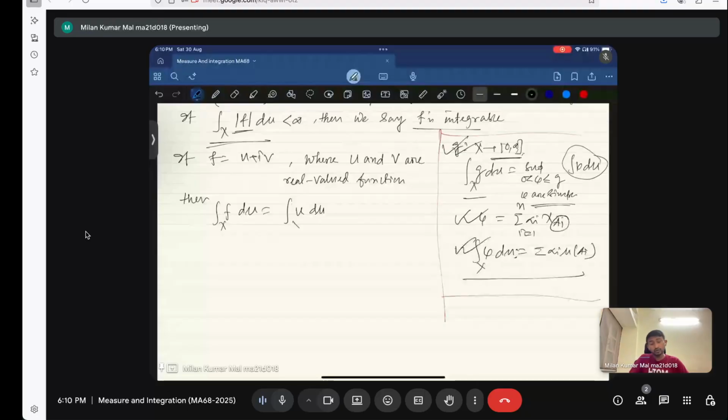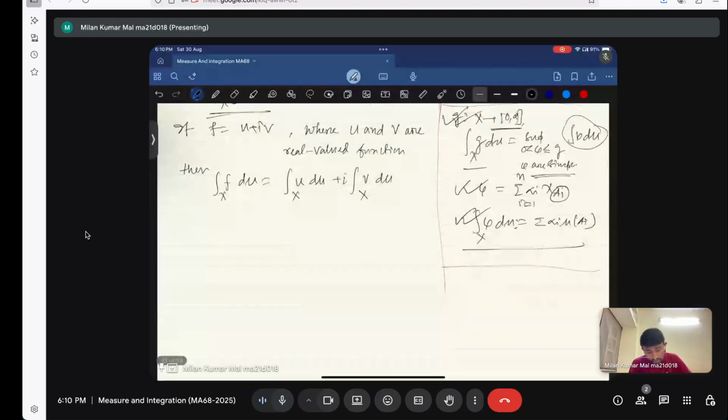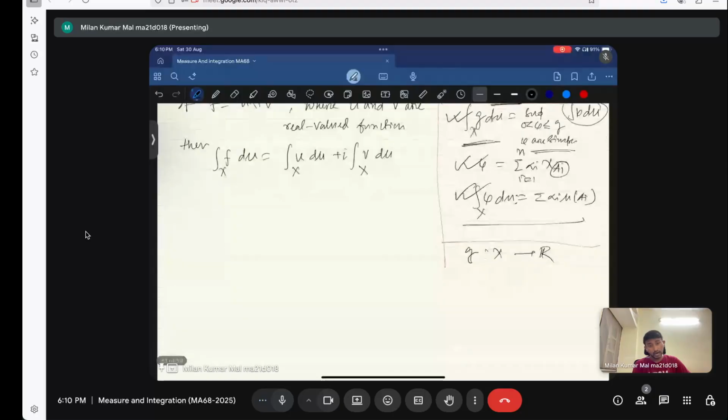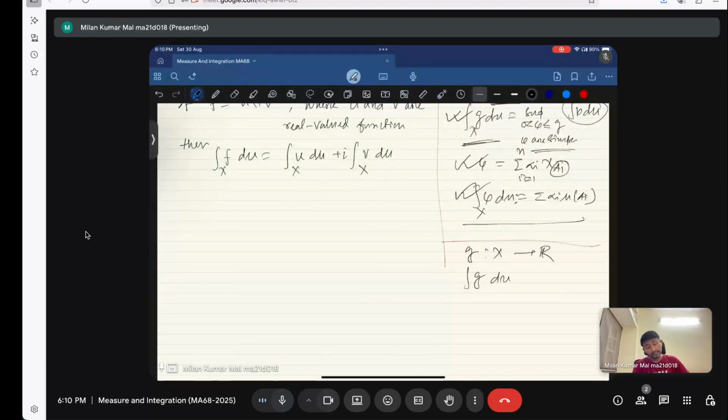Note that if a function is a non-negative extended real valued function, we know how to define this. Now, if a function is not extended real valued but just real valued, how do we define the integration of g d mu? In that case it will be the integral of g plus d mu minus the integral of g minus d mu, where g plus is the maximum of g and 0, and g minus is the negative of the minimum of g and 0.